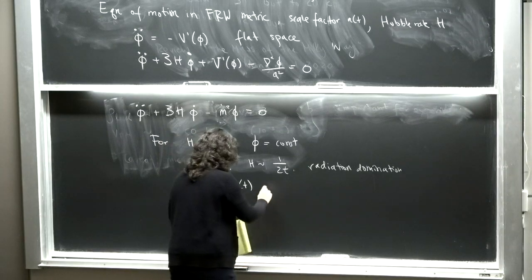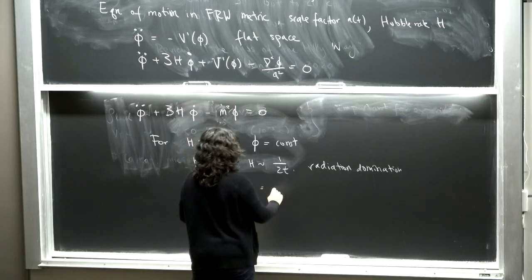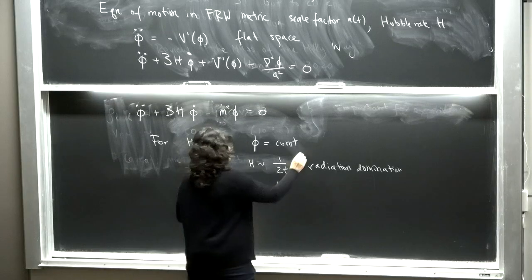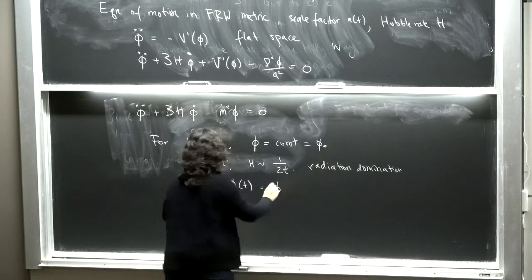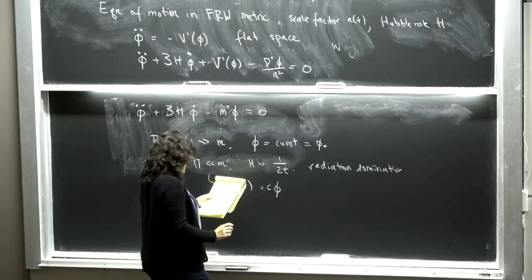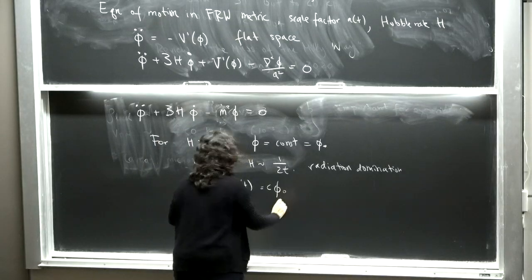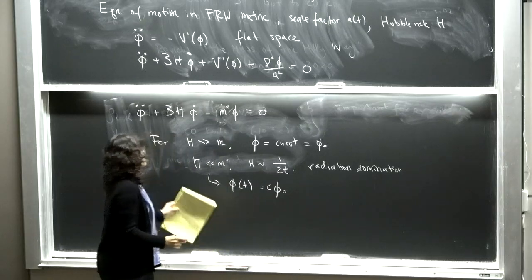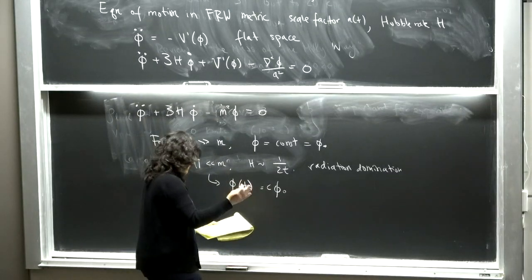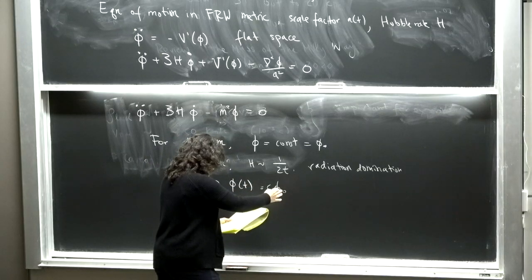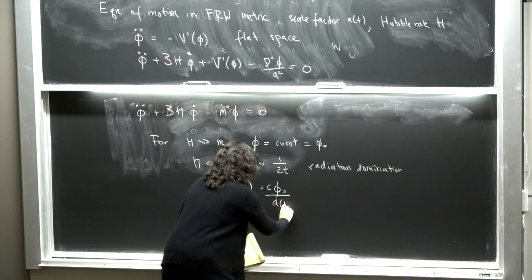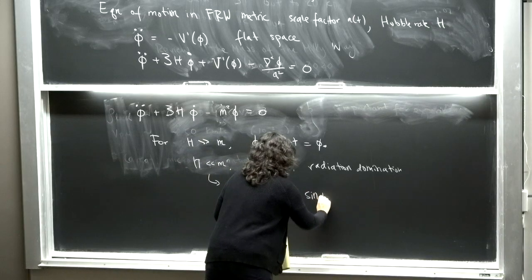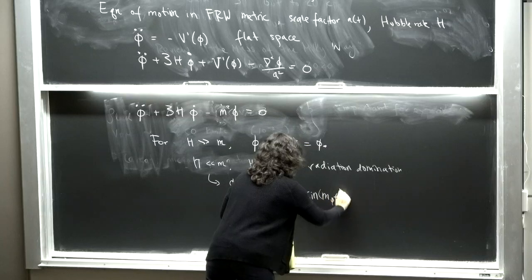Phi of t is phi. Let me call this phi naught. It's a matching coefficient, which is order 1, times phi naught, which takes us between these two solutions. And you can actually solve this equation fully. It gives you some Bessel function. But just for simplicity, this is phi naught over a of t to the 3/2 sine m phi of t.